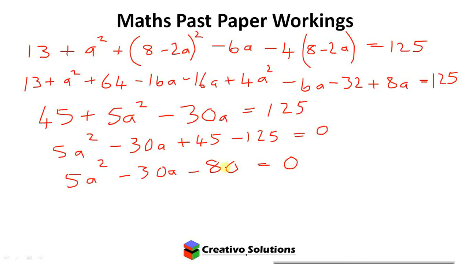Great. So divide everything by 5 because I don't want 5a squared, I want a squared. Divide everything by 5. Right, so then I'm left with a squared minus 30 divided by 5 is minus 6a. 80 divided by 5 is what? 80 divided by 5 is 16. Equals 0. Now we can factorize.